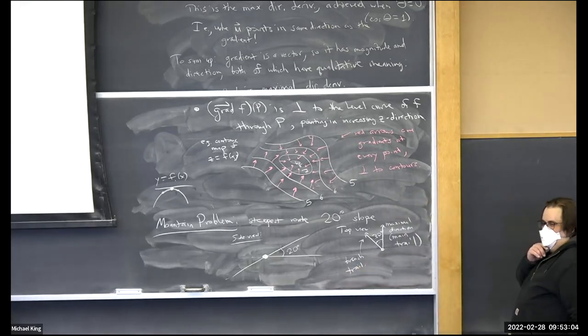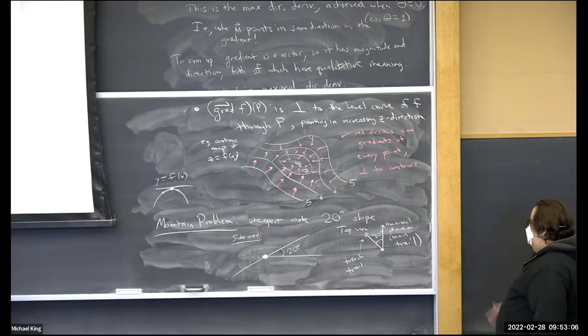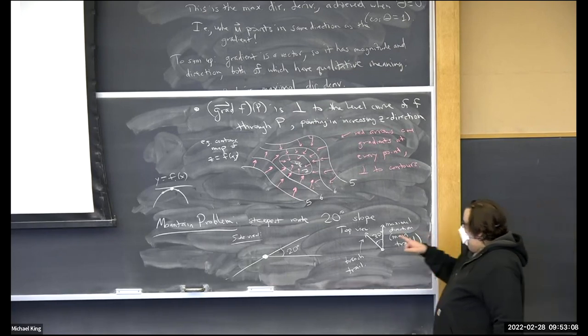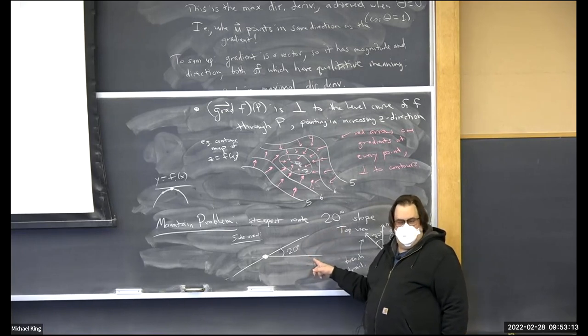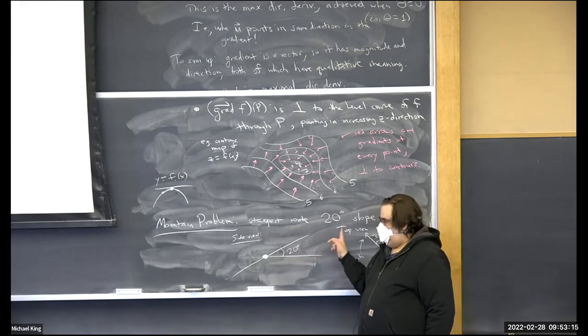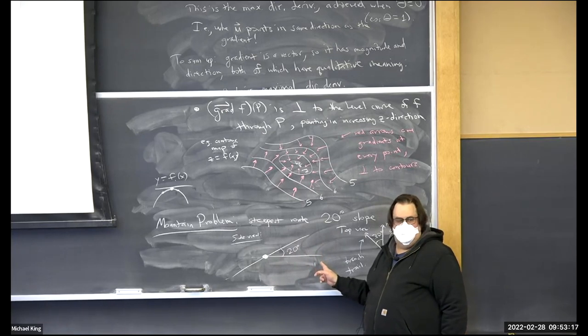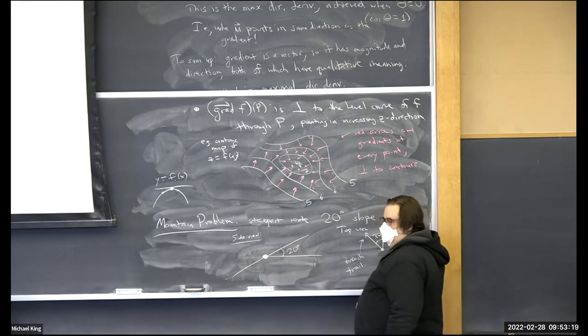Okay, so there's a couple of things going on here. One is how to go from the angle of ascent to the actual slope. How would I get the actual slope of this if I know the angle here is 20 degrees? How do I get rise over run?